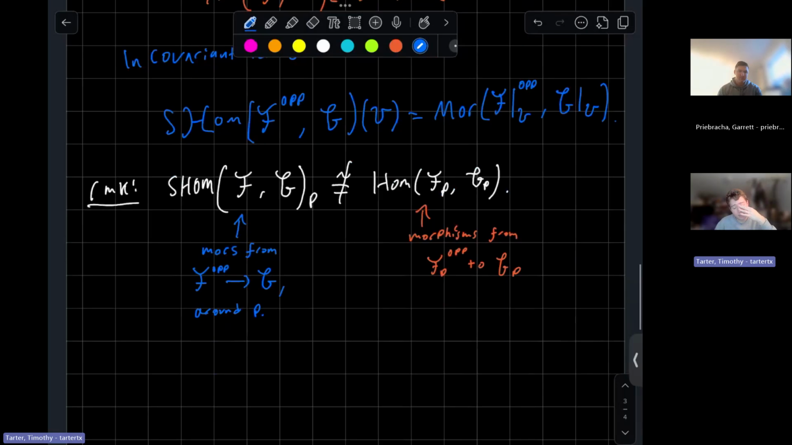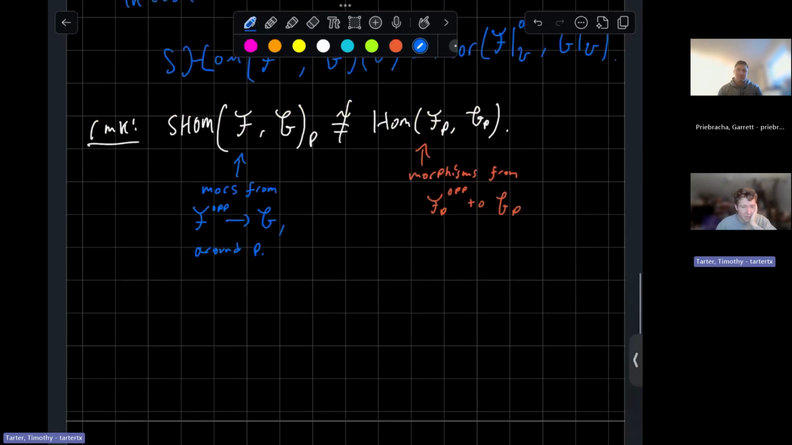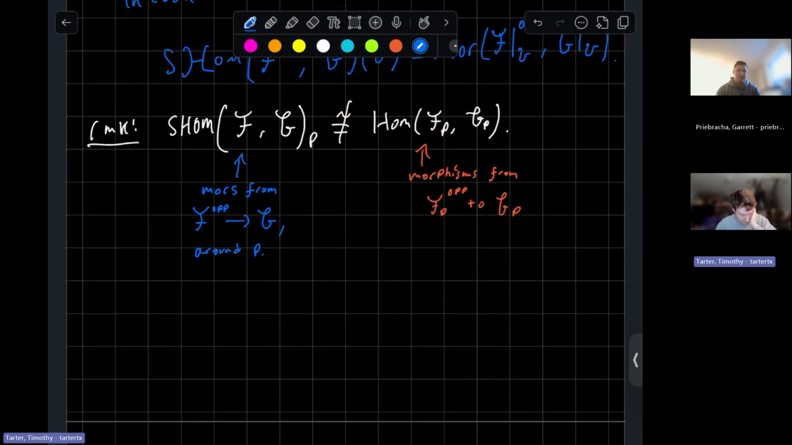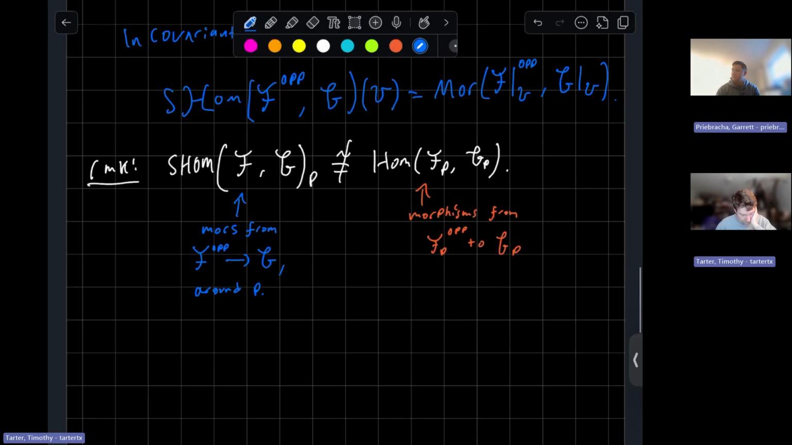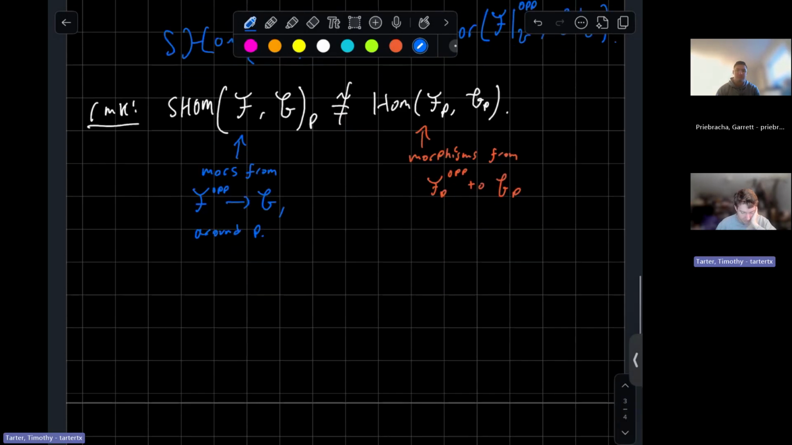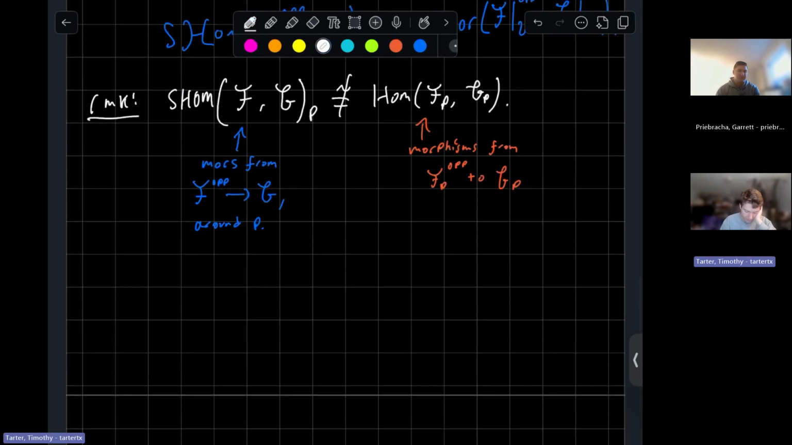And so I'm trying to think of an example, but it seems reasonable. So maybe if we had... I'm going to assume that it'll work for OX modules, because of the Freyd embedding theorem for OX modules.